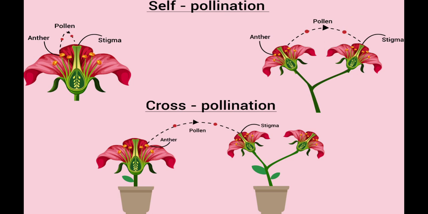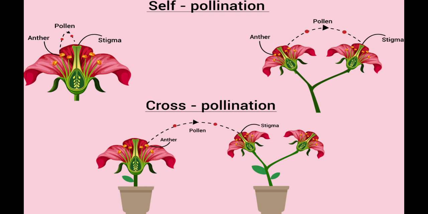Pollination: the process of transfer of pollen grains from the anther to the stigma is called pollination. There are two types of pollination: self pollination and cross pollination. Self pollination is the transfer of pollen grains from anther to the stigma of the same flower or a different flower on the same plant. This process is quite economical as no agents are involved in it.